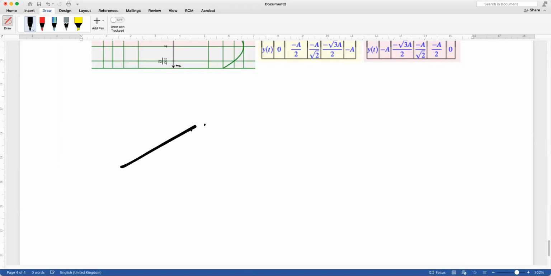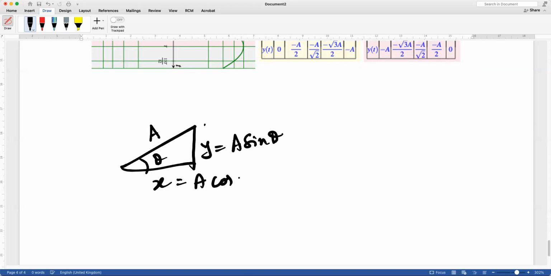So when you have the right angle triangle, this is our theta, this is our X, and this is our Y. You get that? Yes, sir. And this is our A. So this is nothing but our A sine theta, and this is our A cos theta. This is for the case 0. Do you get that? Yes, sir. Theta is constant, so it is a constant phase. So this is case 0.